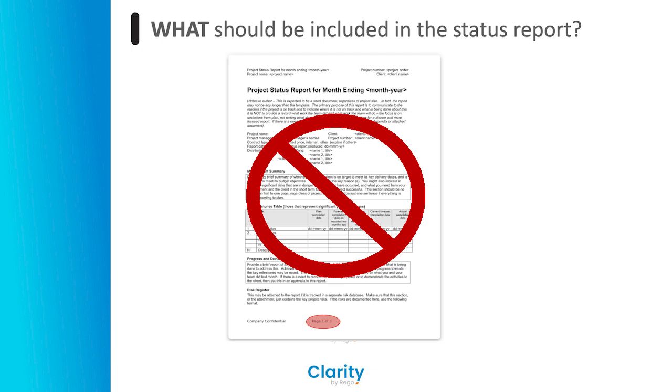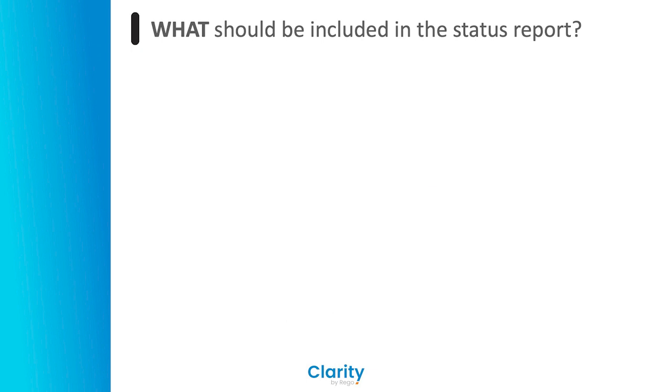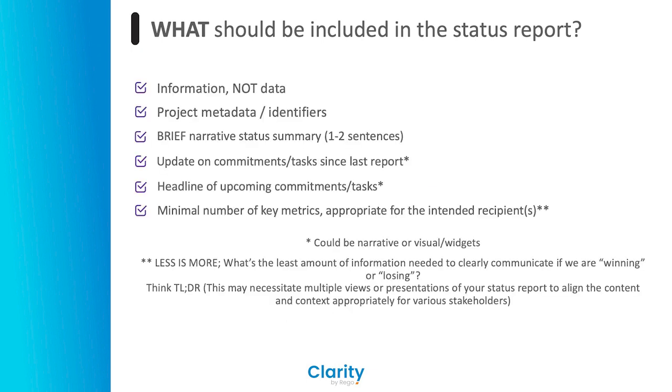Well, let's talk about the components that make up a good status report. So firstly, we want to be making sure that we are including information and not just data. Sometimes, especially when we have a robust enterprise PPM tool, we have so much good data and information at our fingertips, it's tempting to want to include everything. But let's think about if we're including information or if we're merely including data in there.